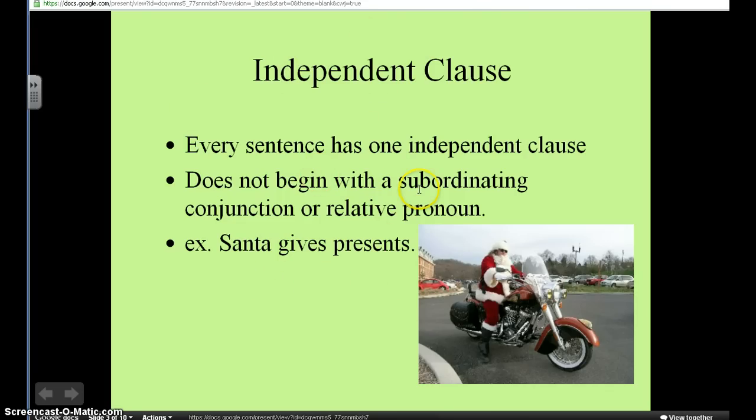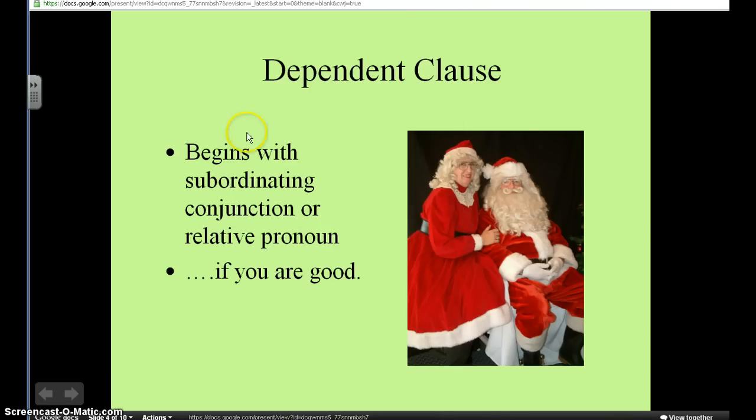Please don't ever mention anything about things standing on their own. A dependent clause, again, begins with a subordinating conjunction or a relative pronoun. "If you are good." Here you've got a subject and verb, you are. The if is going to make it a dependent clause.